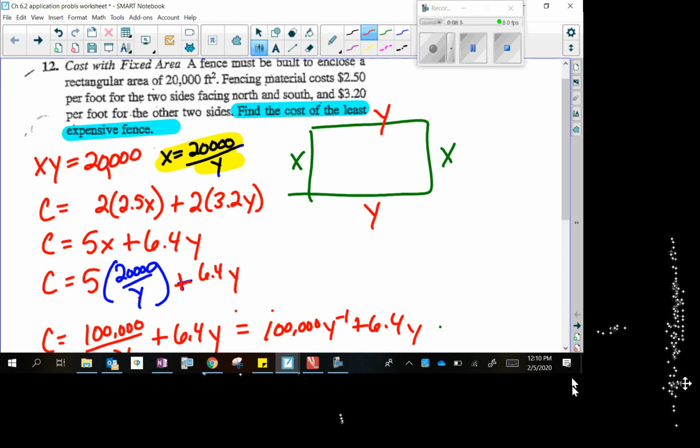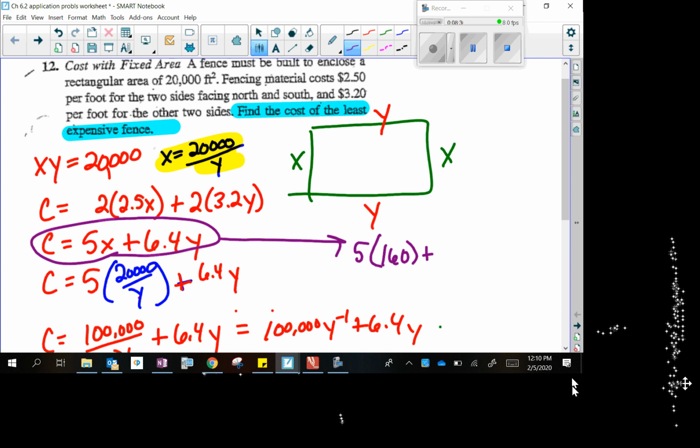This one? This one? This one? So, I mean, we could do this one, but this one would be the easiest, right? The 5x. So if we take this cost equation and we plug in 5 times 160 plus 6.4 times 125. So if you plug that in, you should get... everybody try that.